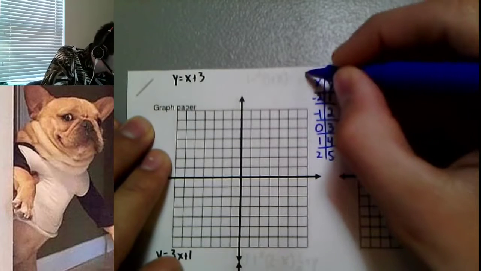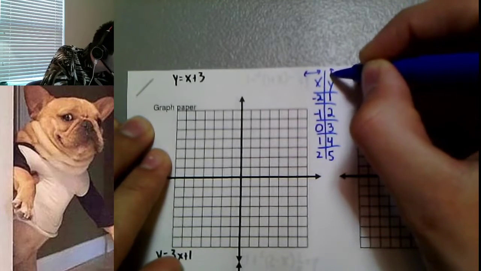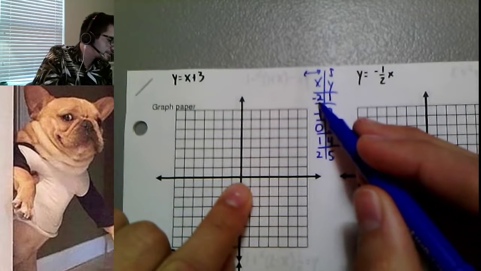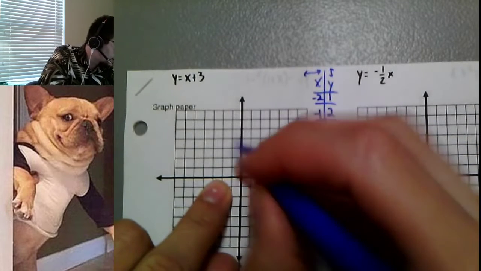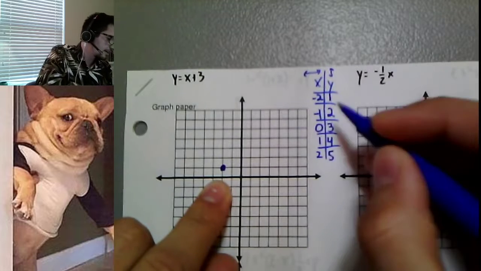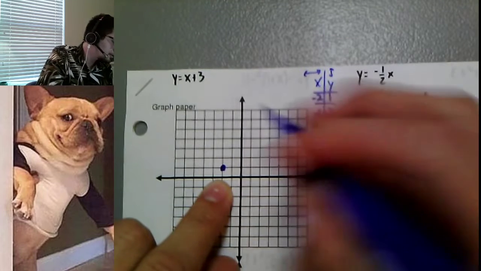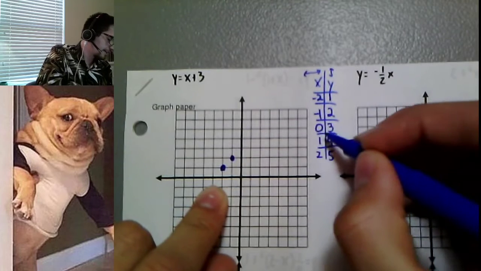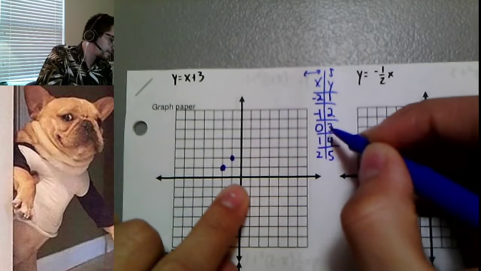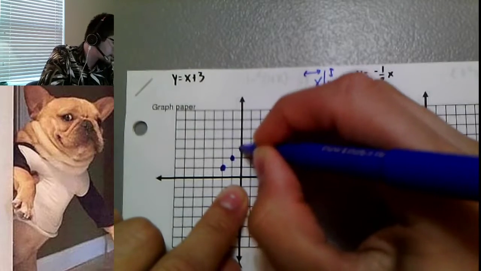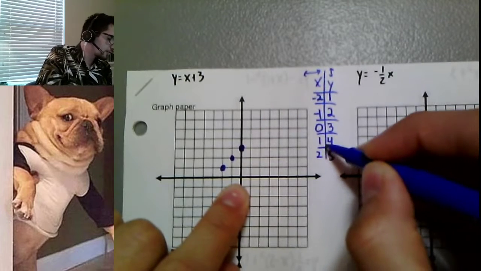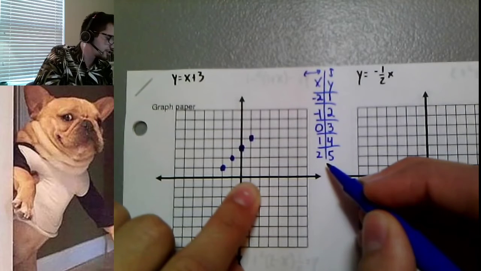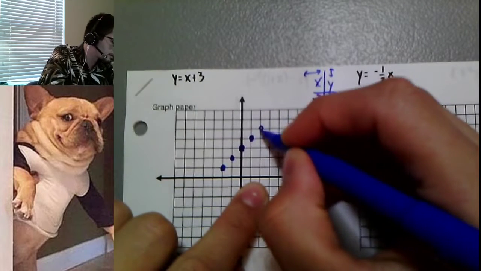Remember, x is left and right, y is up and down. So if I go left 2, up 1, there's my point. If I go left 1, up 2, there's my point. If I go 0 left or right, and then 3 up, there's my y-intercept. If I go over 1, up 4, there's my point. And if I go over 2, up 5, there's my point.